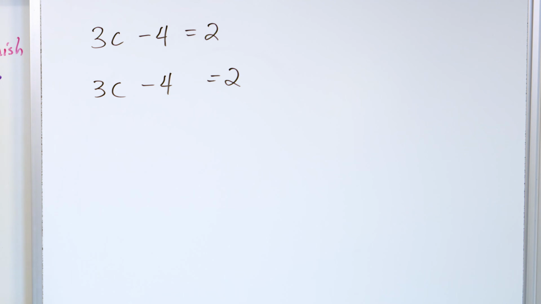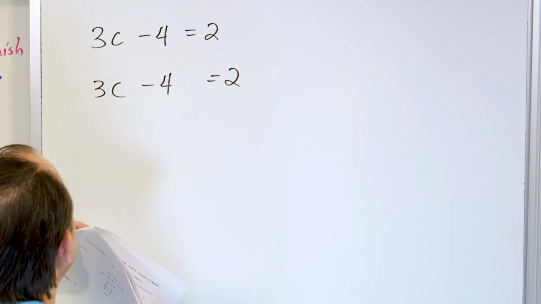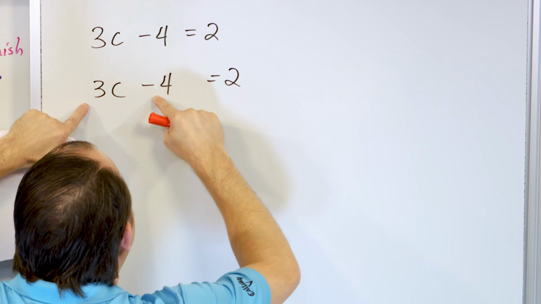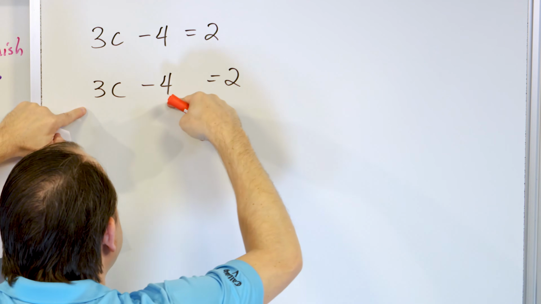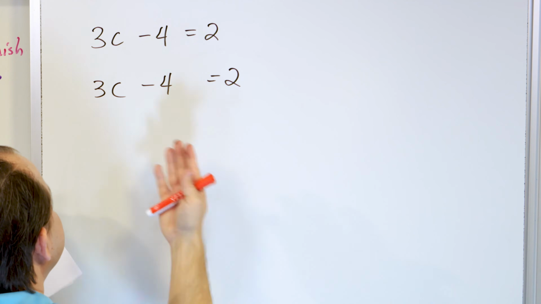Now, some students might look at this and say, well, I'm multiplying by 3, so I want to divide by 3. But if you divide by 3, you have to divide the entire left side. The whole thing has to be on a fraction bar with a 3 on the bottom, but then you can't cancel anything. It's the same problem as before.